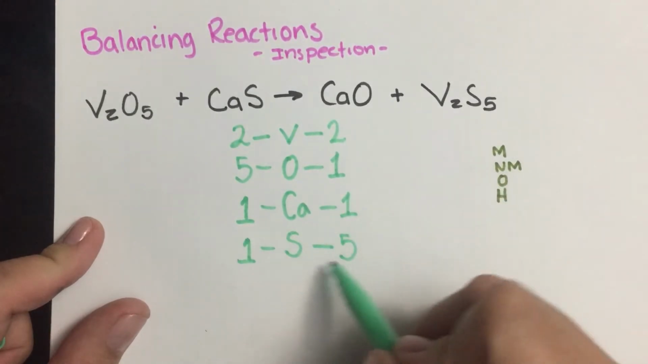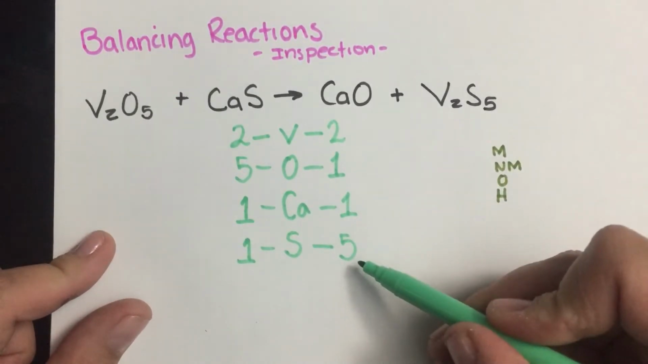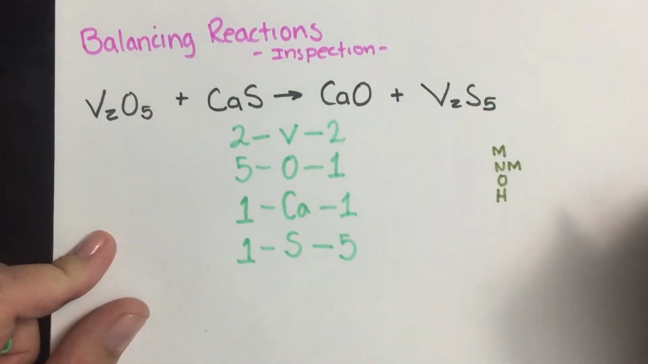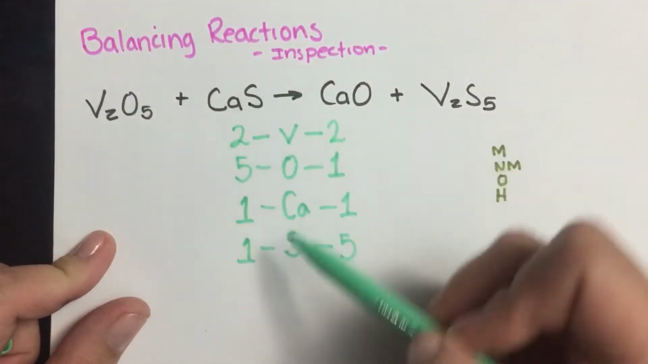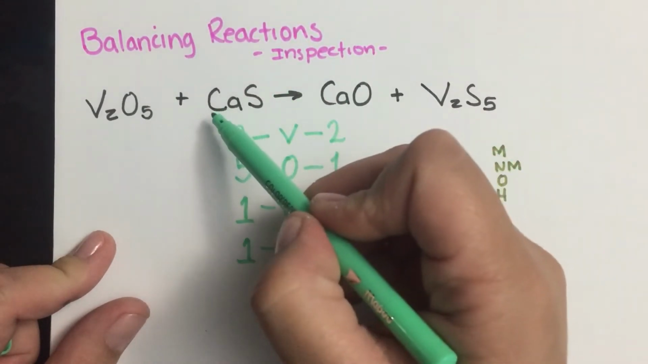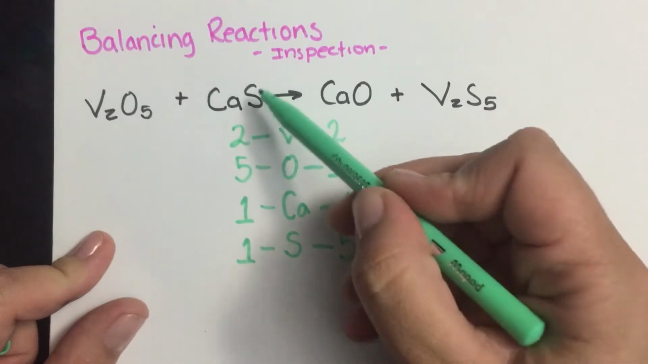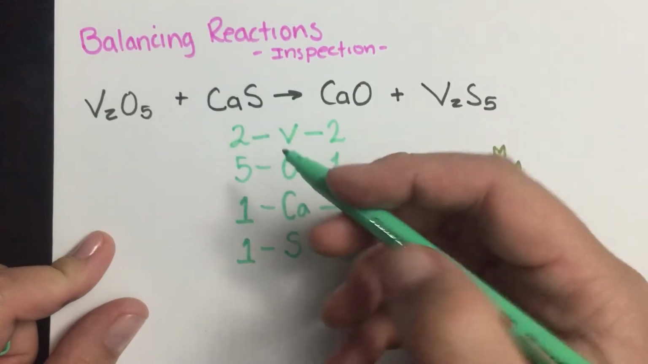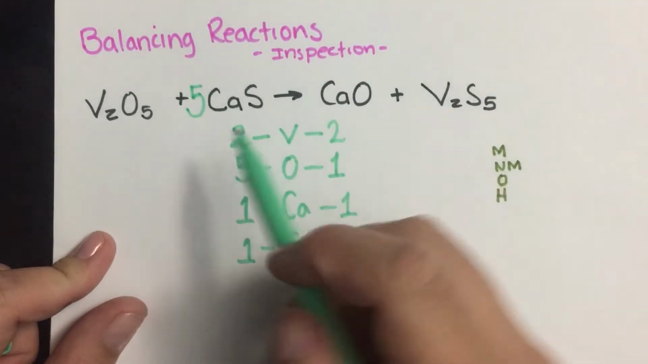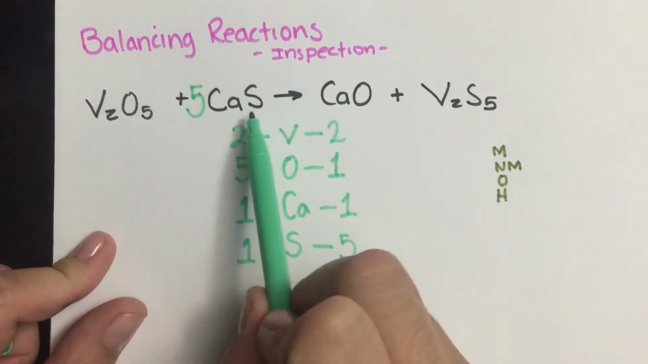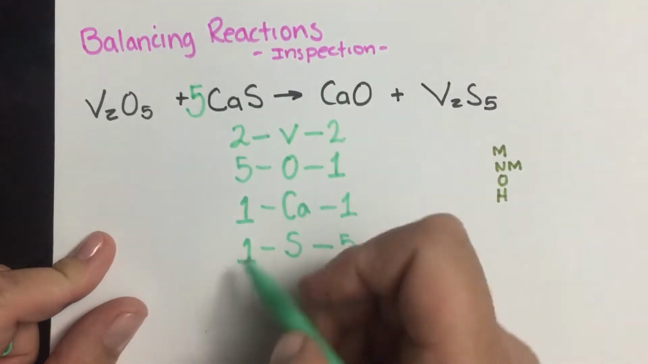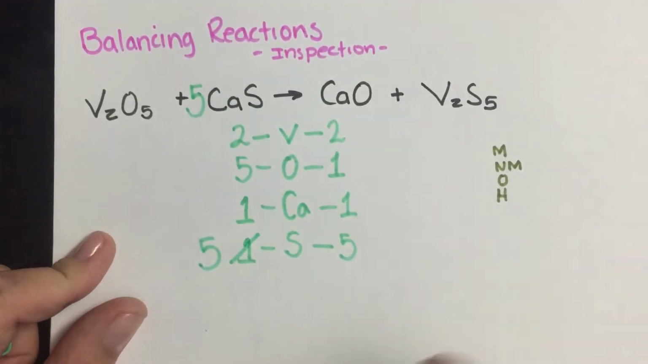Let's go ahead and start with sulfur. So here we have 5 on the products and 1 on the reactant side. So how can we make the amount of sulfurs the same? Well, we can write a coefficient. We need 5 sulfurs, so we're going to write a big 5 next to it. So we need 5 molecules. Now we have 5 times 1, so that's 5 sulfurs now.